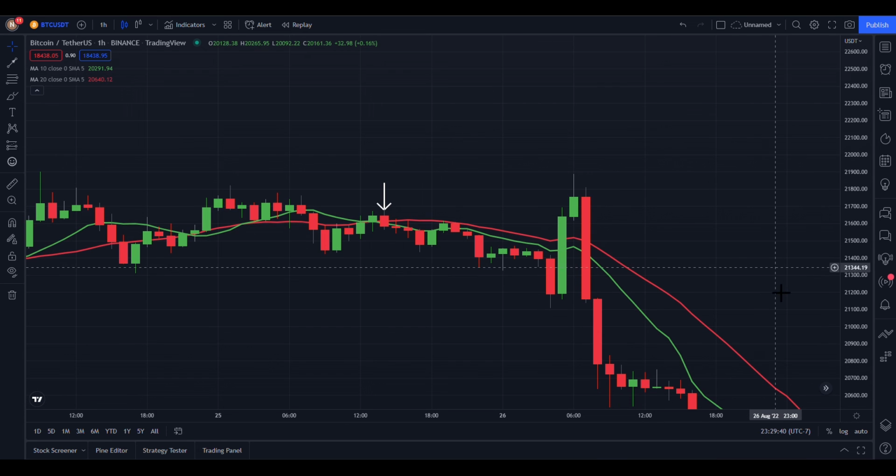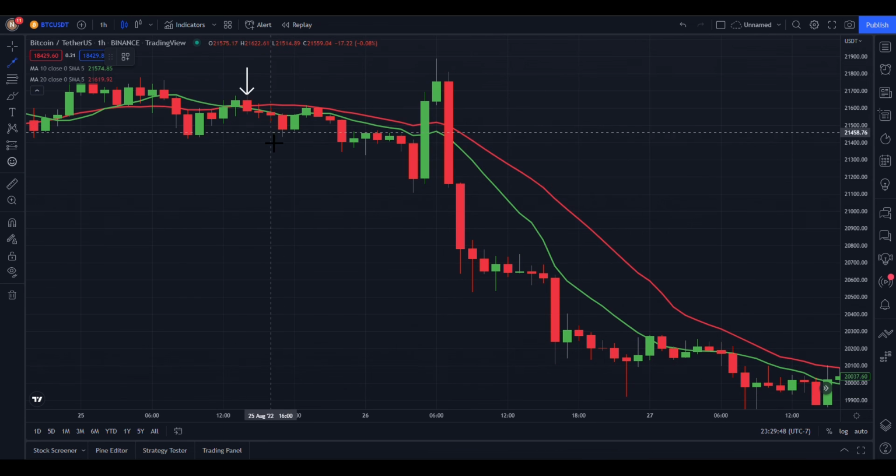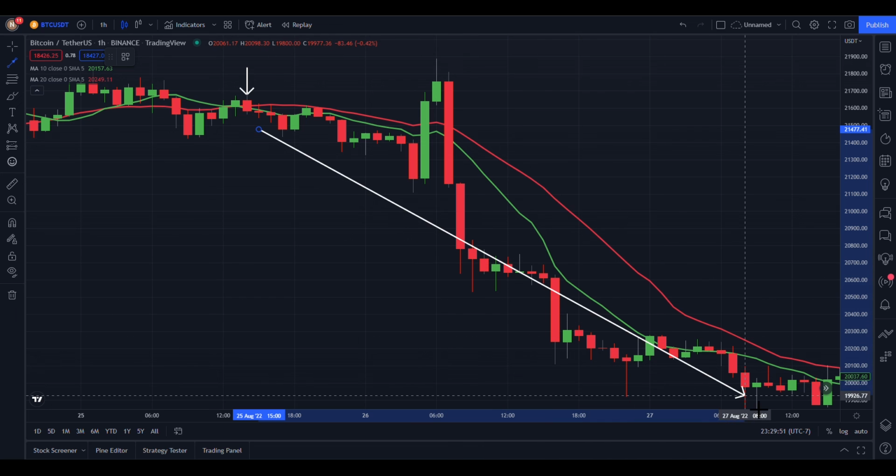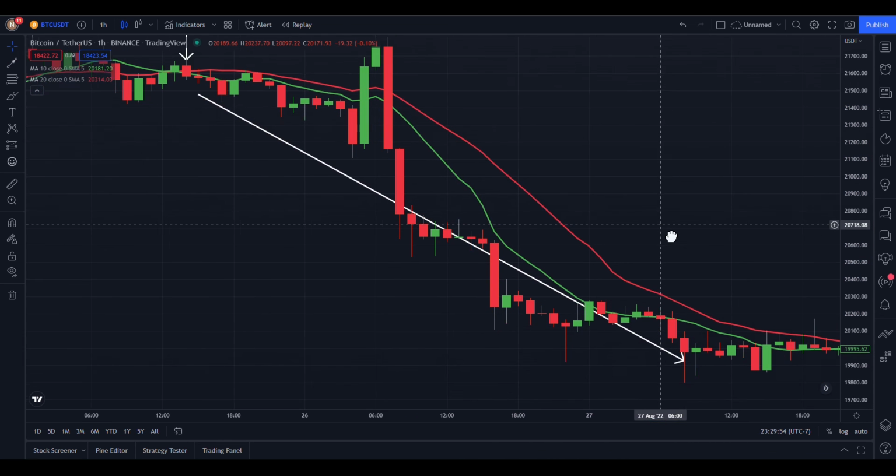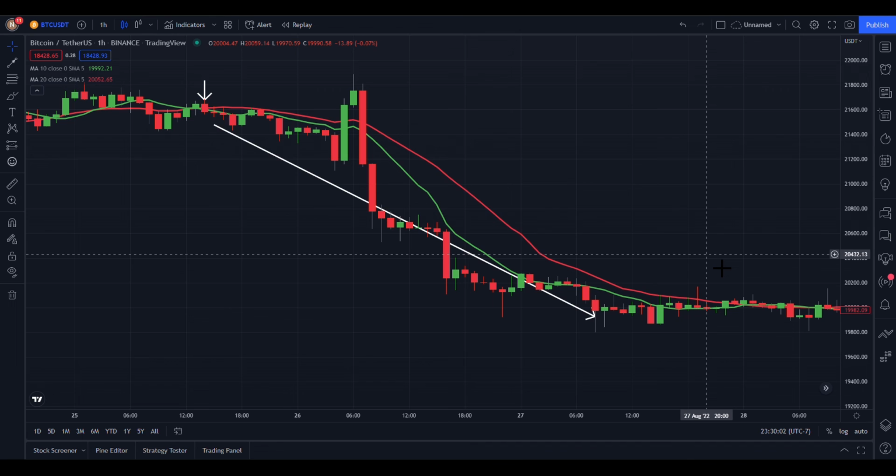Okay, let me show you a clear picture. As you can see, this is our downtrend. It actually goes forever. Here we go. With this candle trick right here, we can avoid the fake signals.